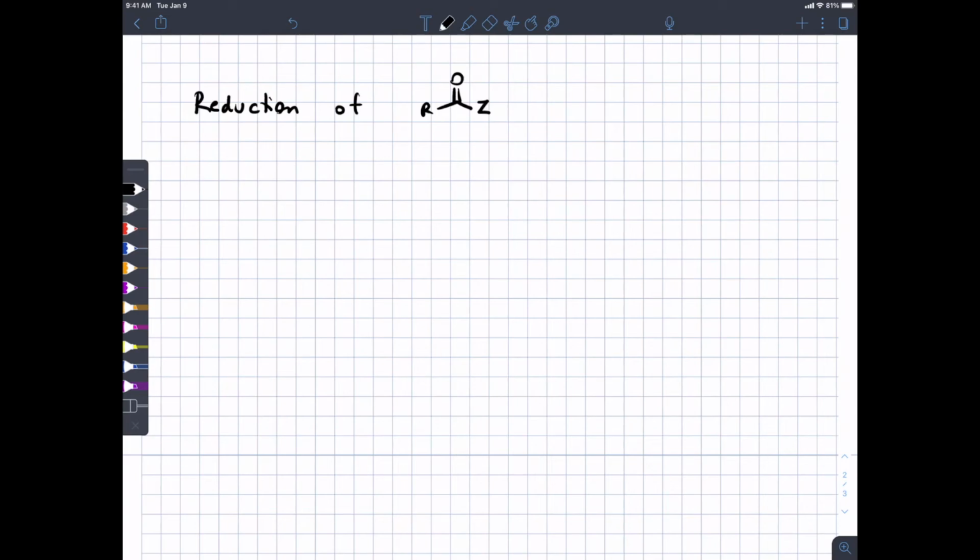We'll use Z instead of Y, where Z is some kind of potential leaving group. Abbreviations of abbreviations, I'm sorry. So let's start most simply with an acid chloride. And let's think about using lithium aluminum hydride on the acid chloride and think about what would happen.